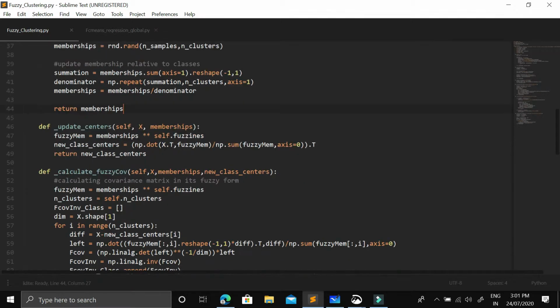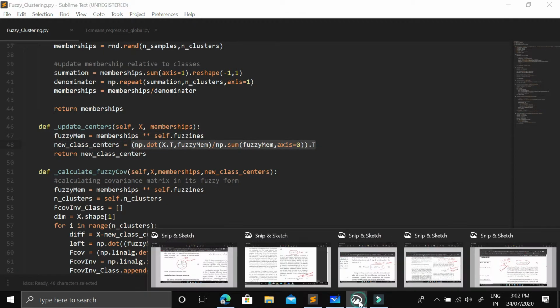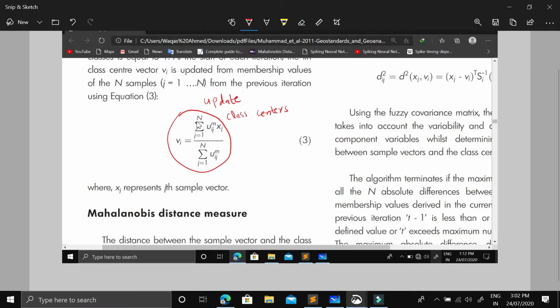Now once we have initialized the membership, we update the class centers. In fuzzy clustering, if we are dealing with soft clusters, not hard clusters, in a way, if we are dealing with membership values, we update class centers using this formula. This might seem a little difficult. Let me show you the formula. This is the formula for updating the class center in the fuzzy clustering algorithm.